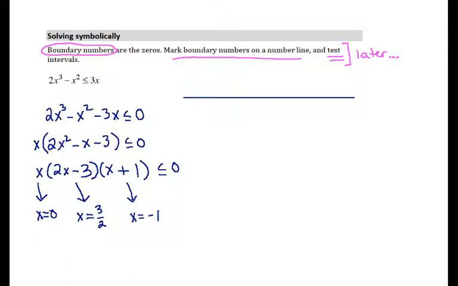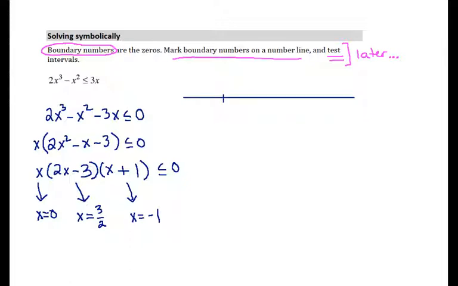I am using equals here, not less than or equal to. That's a very important point. All three of these need to be equals. We are finding the boundary numbers. We are not yet finding the solutions to the inequality.